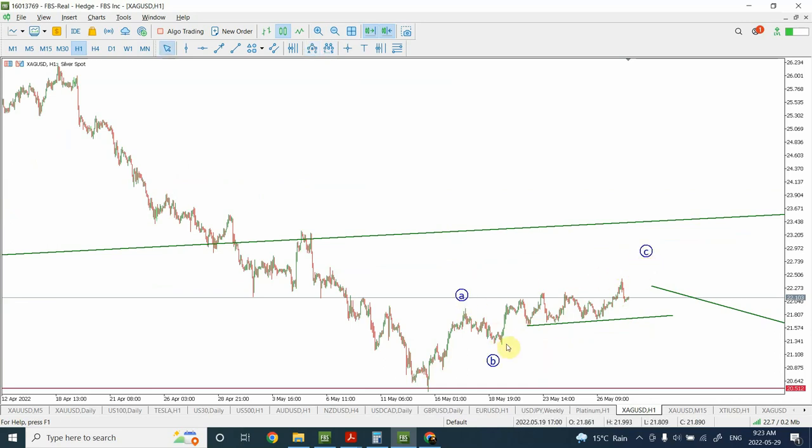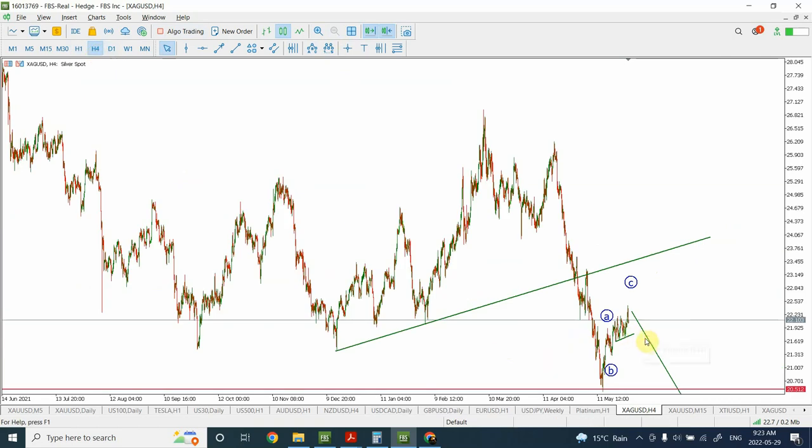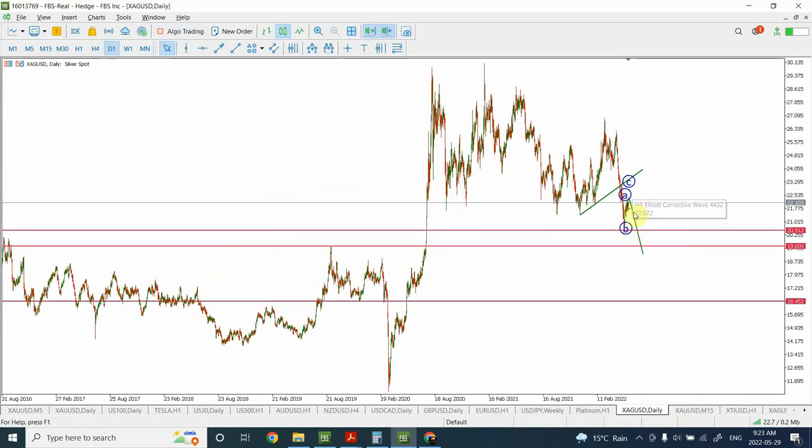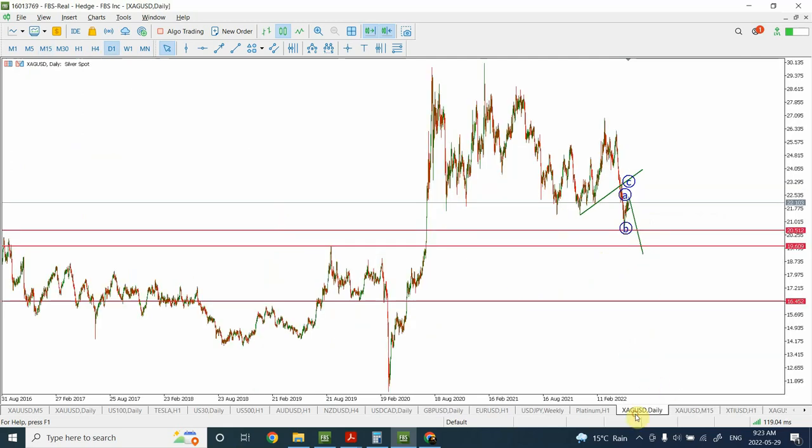This structure, however, is not complete. Wave C is not complete yet. As soon as that structure is complete, I'm going to turn bearish on silver. And I'm expecting one strong wave downward on a daily time frame, something like this. I'm seeing that there is yet one more wave to go down in silver. Let's have a look at silver before we discuss gold.